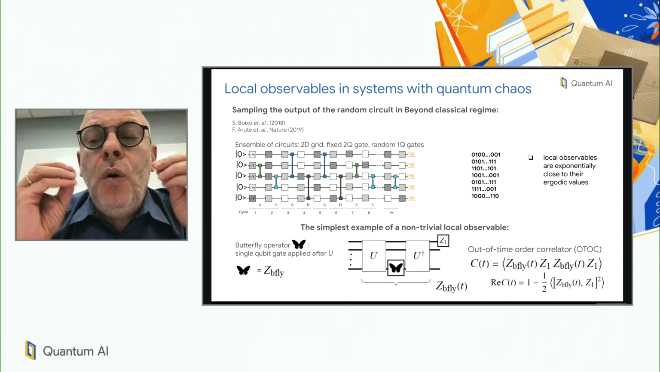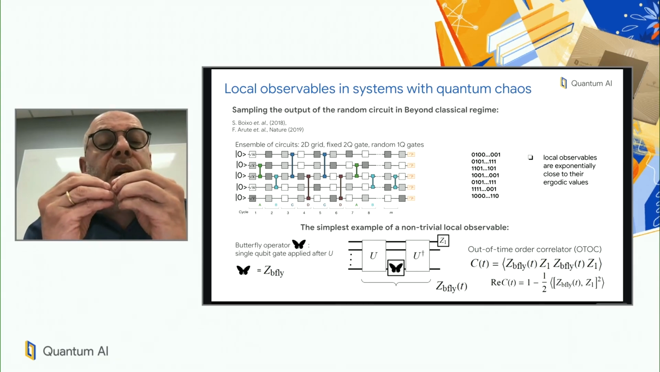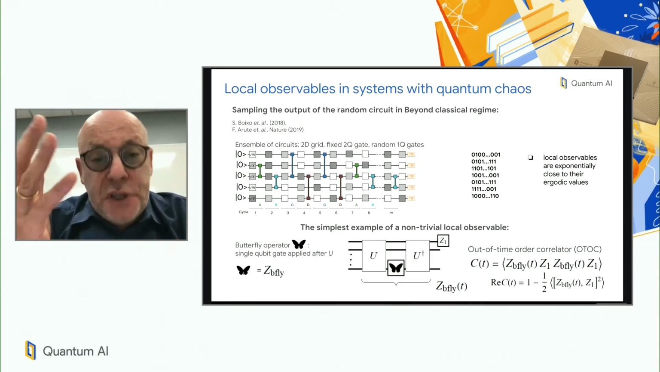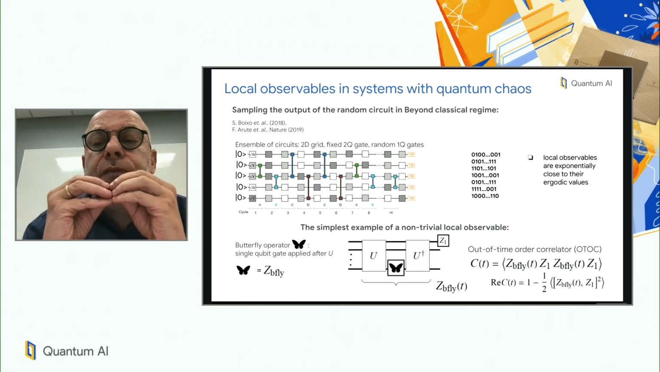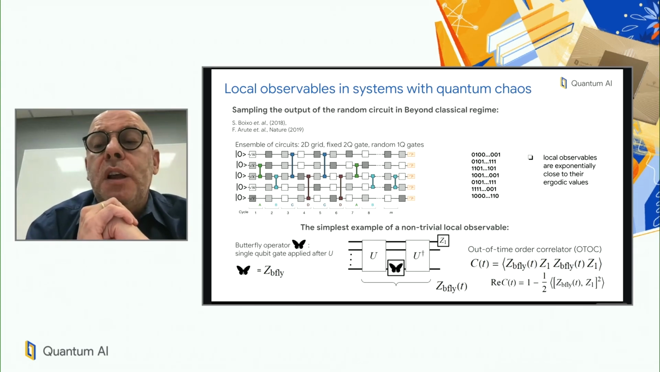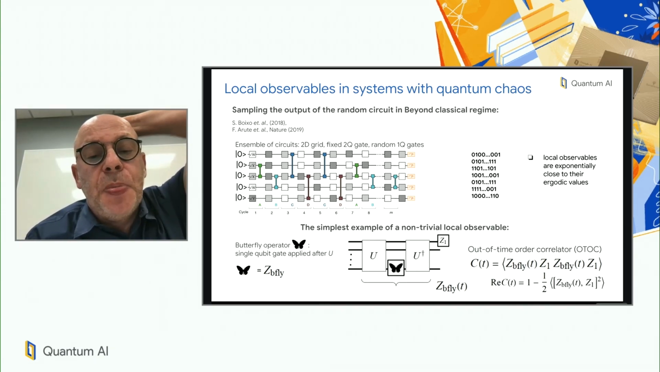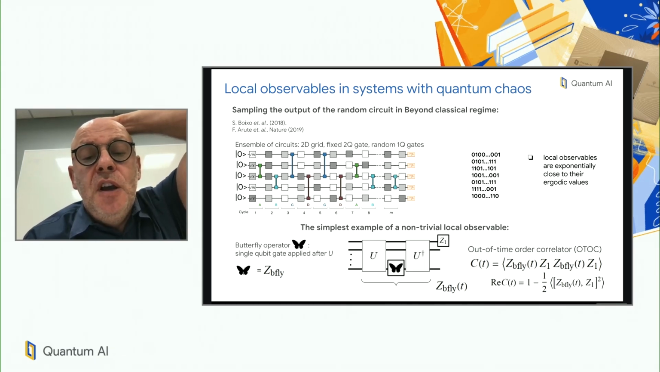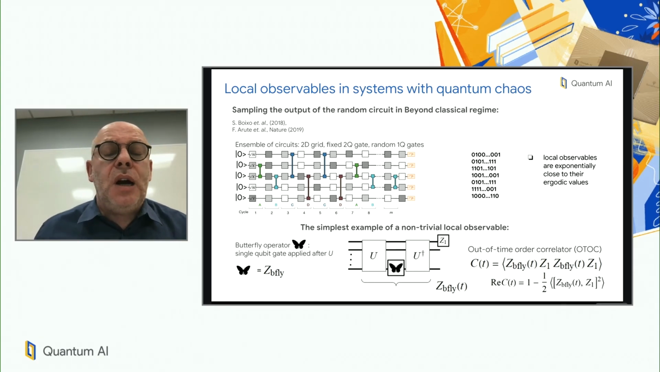Now, if the goal is to actually understand the physics of what is happening in the circuit, in particular, the circuits manifest the phenomenon of quantum chaos, it will be useful to look at local observables. However, unfortunately, in that random circuit, local observable expectation values are exponentially close to their ergodic values, and correlations between them are exponentially suppressed. Perhaps the simplest experiment to measure non-trivial local observables is the so-called out-of-time-order correlator. So how does this work?